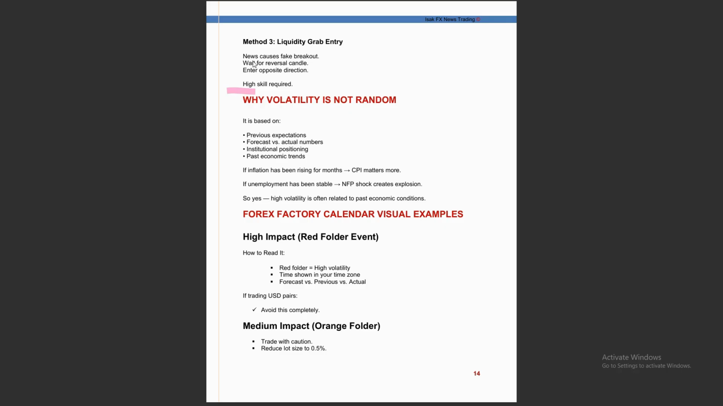The third and last method is liquidity grab entry. This news causes a fake breakout. So wait for a reversal candle. That means after stabilization, wait for the reversal candle opposite to the fake-out, and enter in the opposite direction. If the massive spike was downward, wait for the reversal candle, like a break of structure, and enter in the opposite direction, which is opposite to the news event. For this, high skill is required.